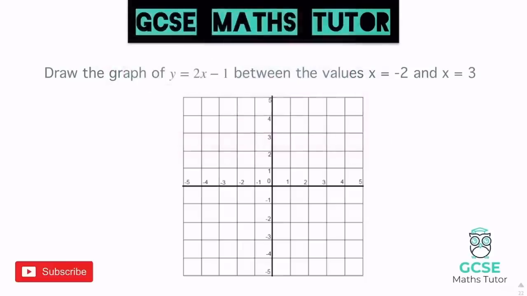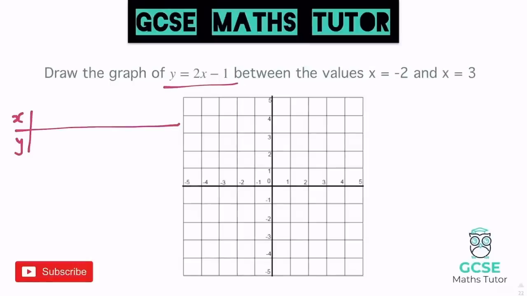Okay, so draw the graph of y equals 2x minus 1 between the values of x equals minus 2 and x equals 3. Now there's 2 ways of doing this. Again, we could make a nice little table, and we've got x values and we've got y values. Remembering this equation just means to find the y coordinate, you do 2 times the x coordinate, or double the x coordinate, and take away 1.